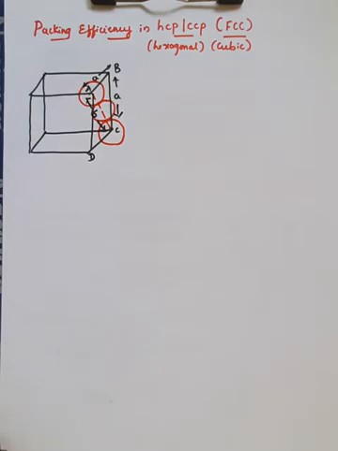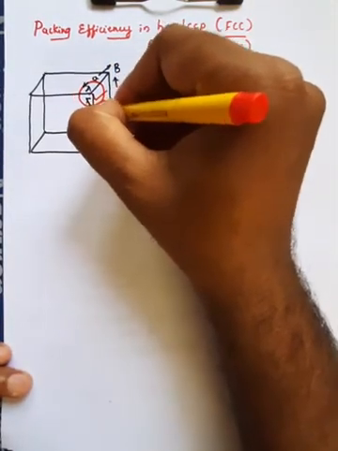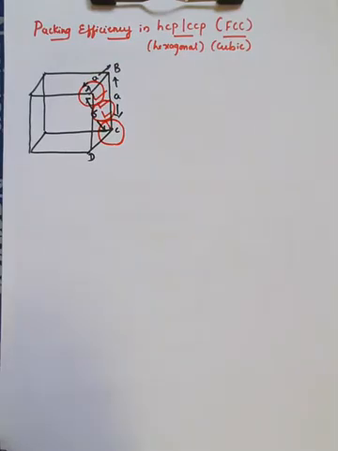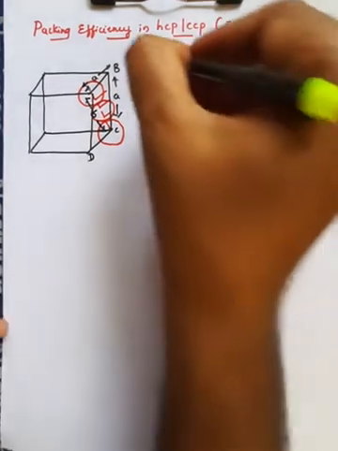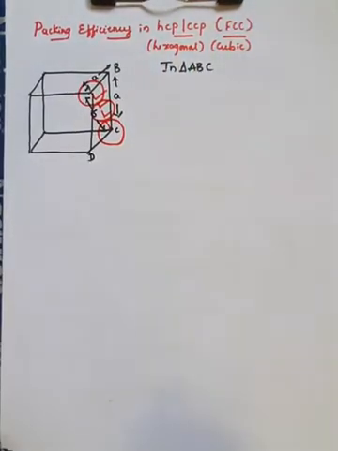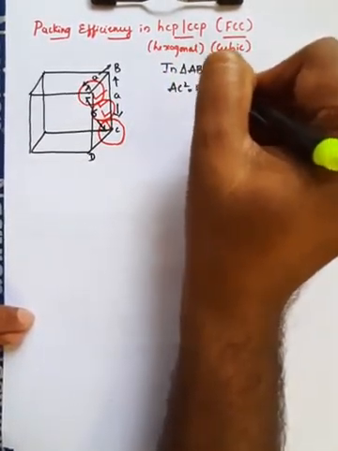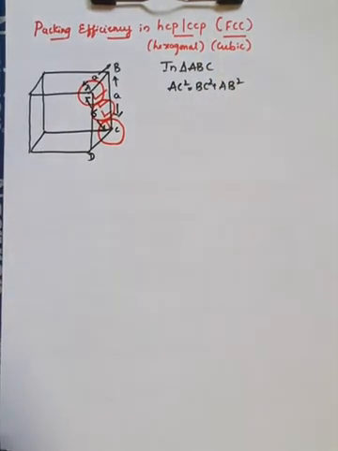So now we'll go for the derivation. In this derivation, if I consider triangle ABC, the triangle A, B and C, according to Pythagoras theorem, AC square is equal to BC square plus AB square, right?